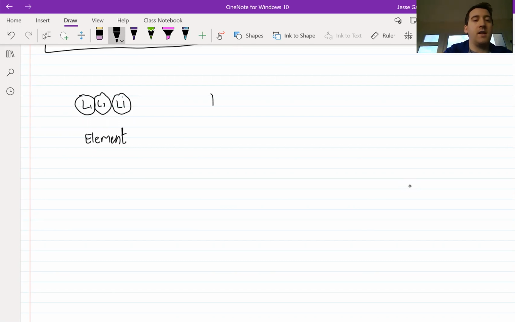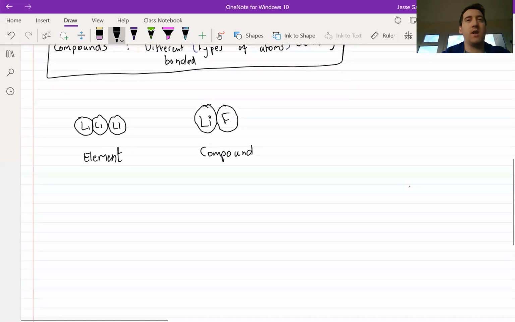If I was to take one of the lithium atoms and join it with another element, for example the element fluorine, LiF, this here would be a compound because we've got 2 elements and they are chemically joined together. This is a compound, a molecule of a compound.